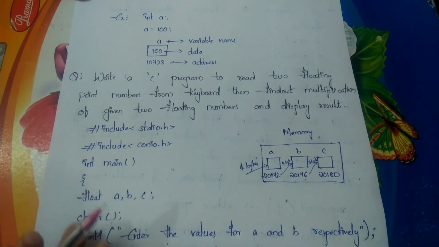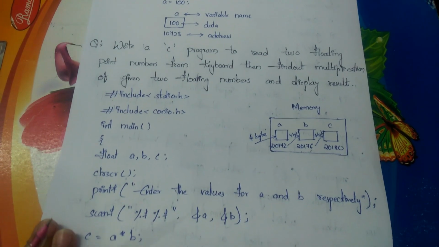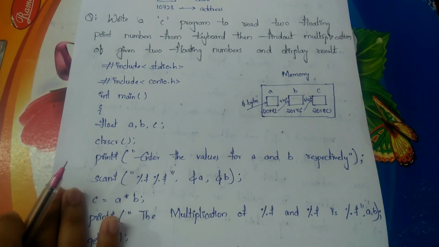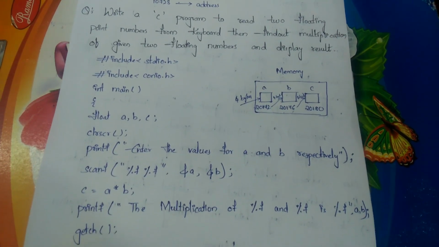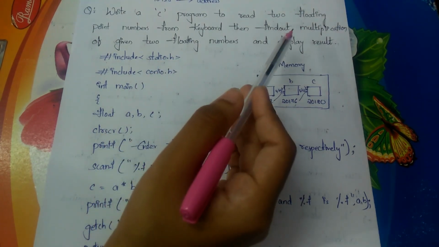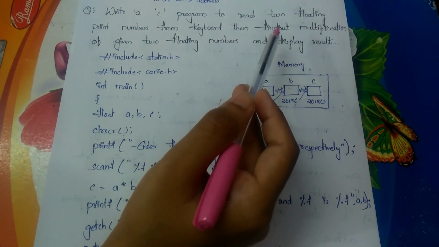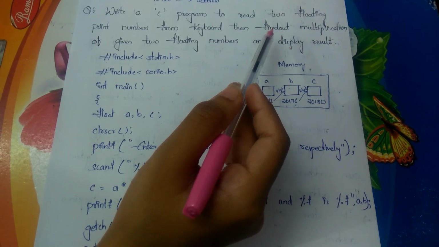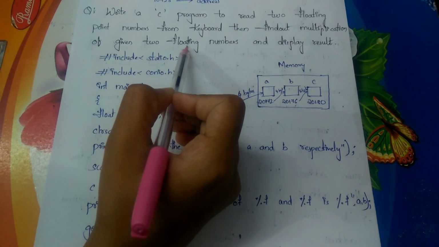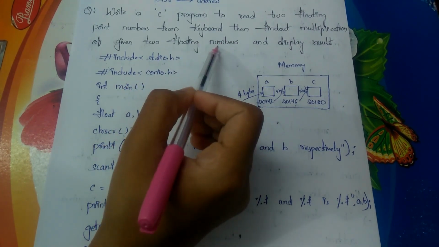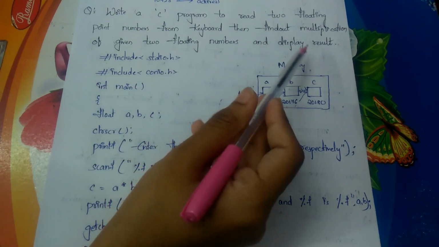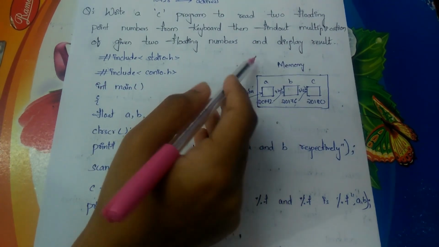Next, write a C program to read two floating point numbers from the keyboard, then find the multiplication of the given two floating point numbers and display the result. So we have to write a C program. We have to give the two numbers as input through the keyboard only, and find the multiplication of those two numbers. The numbers we are giving are floating point numbers, and we have to display the result. So let's do this.